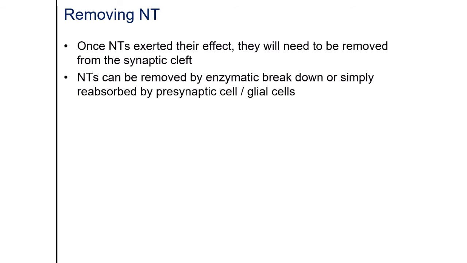Another way to remove the neurotransmitter is just to simply reabsorb them back into the presynaptic cell. So doing endocytosis essentially, right? Take back the neurotransmitters, package them into vesicles again, so next time when you need them, you can just release them again. And sometimes the glial cells will help with the reabsorption of the neurotransmitters.